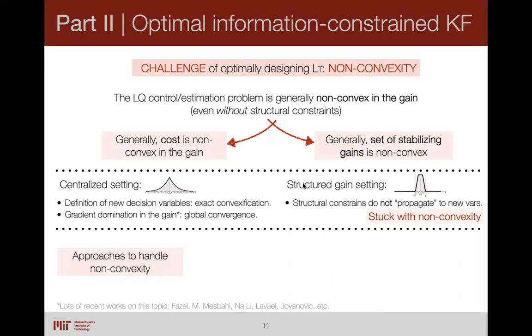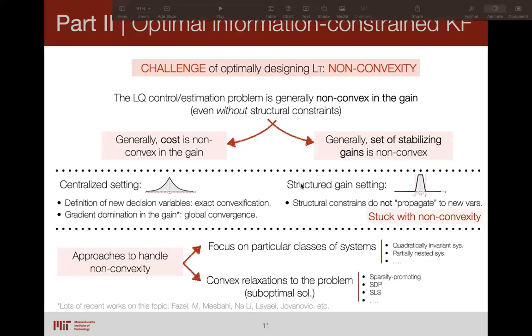So what are the approaches that we have seen in the literature so far to try to handle this non-convexity? Well, mostly there are two different ways. One of them is, let's try to focus on particular classes of systems that have some peculiar property that you could exploit. For example, quadratic invariance or nested systems, in order to arrive at formulations for this decentralized problem that are exactly convex in the gain.